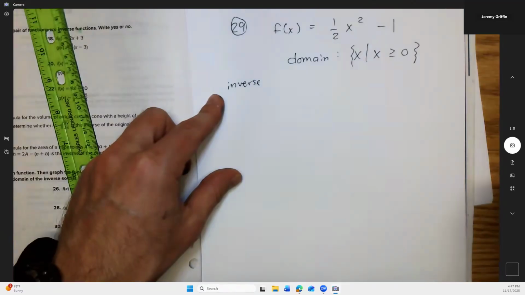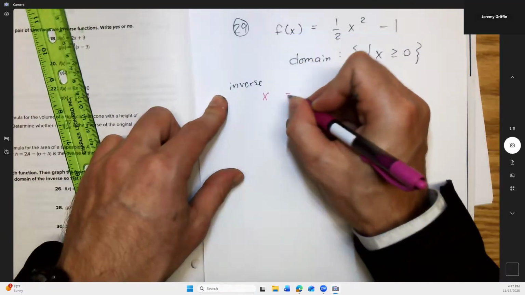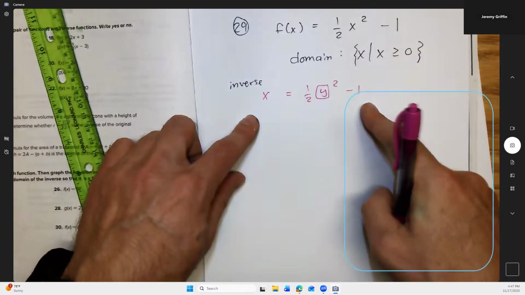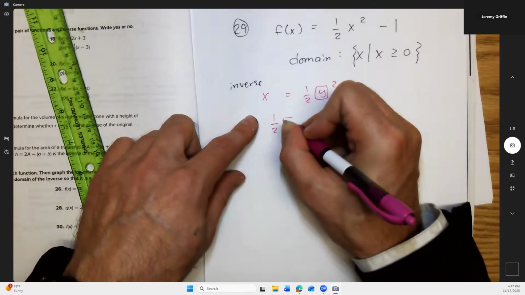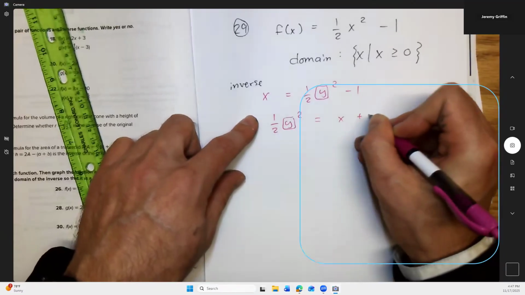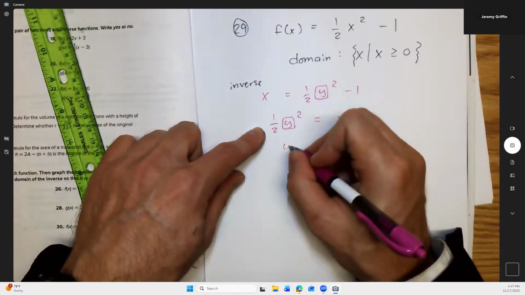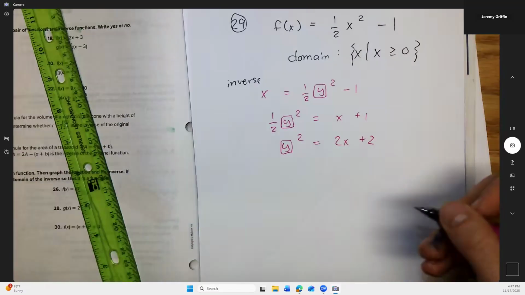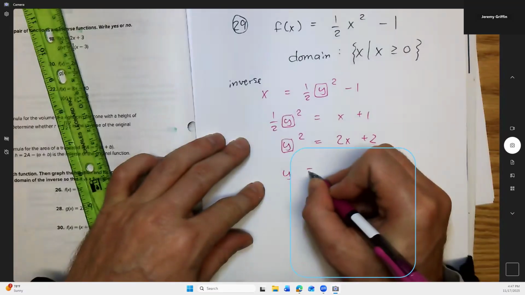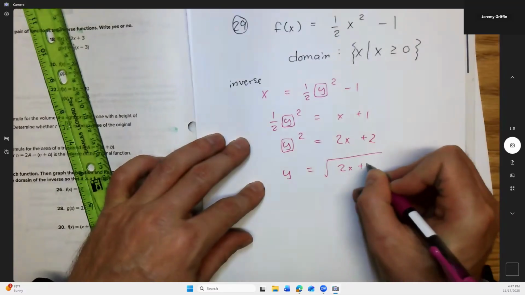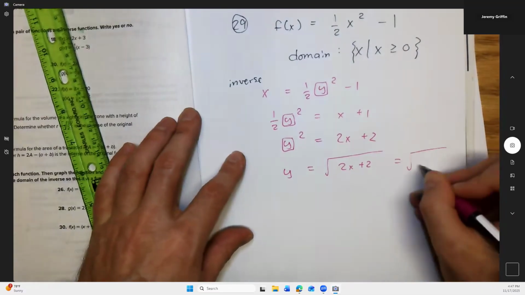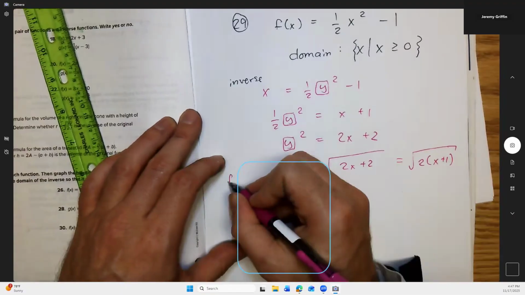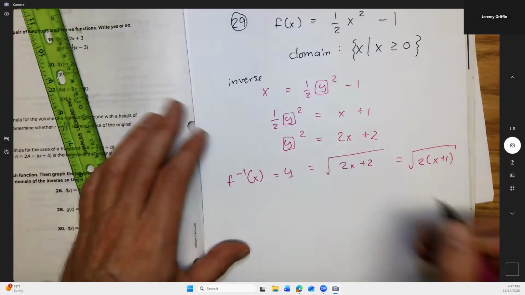I think I should be switching to pink for the inverse. I'll do x equals 1/2 y we're solving for squared minus 1. Okay, so add 1 over. So 1/2 y squared equals x plus 1. Multiply both sides by 2. So y squared equals 2x plus 2. I went ahead and distributed the 2. Take the square root. So y equals the square root of 2x plus 2. Right? Which, by the way, is the square root of 2 times x plus 1. You could also think of it that way. That is your inverse function right there.